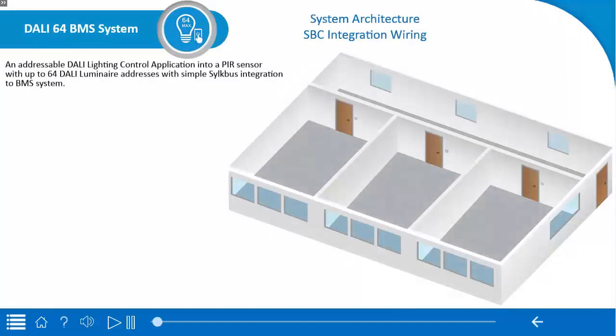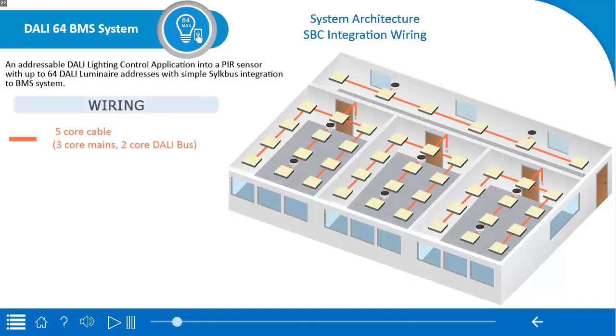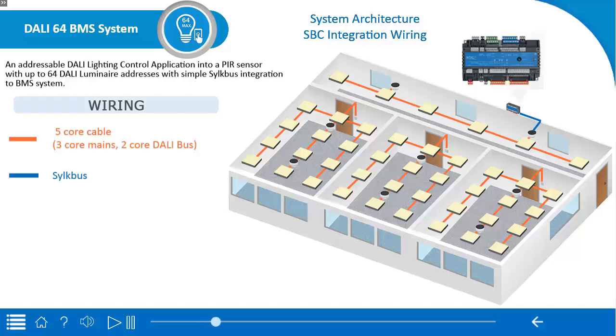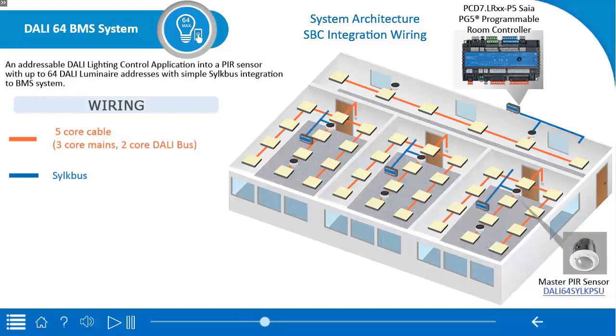Dali64 BMS system. The Dali64 lighting control system can be connected to the BMS via the SYLK variant of the Dali64 over the SYLK bus. The Dali64 BMS lighting system allows you to integrate the lighting system into a Saia Burgess Controls BMS system through a PCD supervisor by using a PG5 IRM controller. The PG5 IRM controller connects to a master PIR sensor and a V-wall display. This allows for the native lighting system to be controlled automatically through the BMS system.